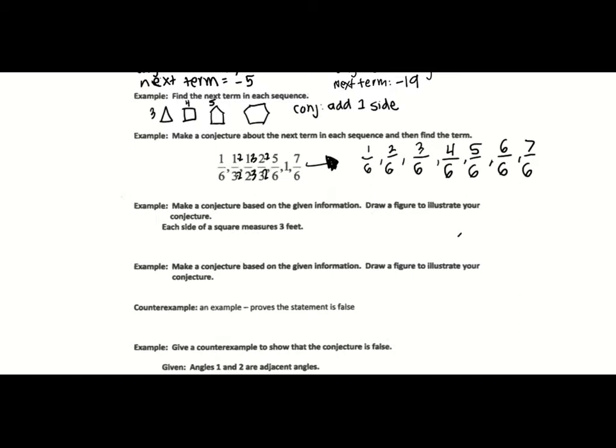So all I did was rewrite this sequence with a common denominator of 6. Now I can see clearly that as I go up each term, I'm adding 1/6 each time. So my conjecture is add 1/6. So if that's my conjecture, I can find my next term. If I add 1/6 to 7/6, I get 8/6, and that simplifies to 4/3.